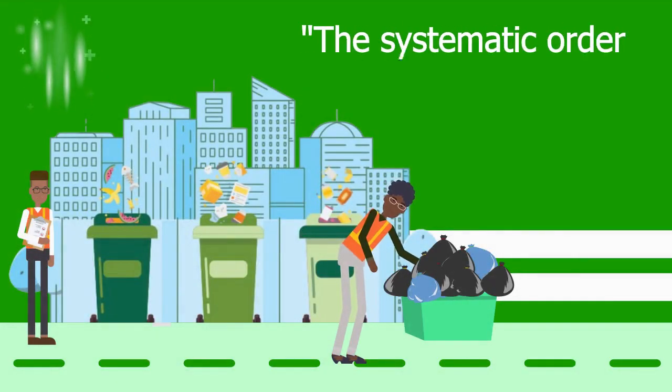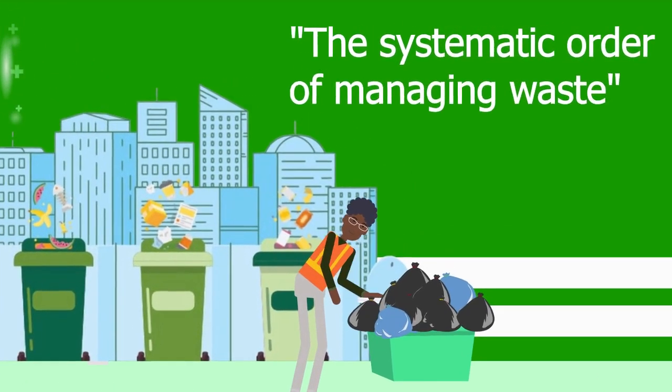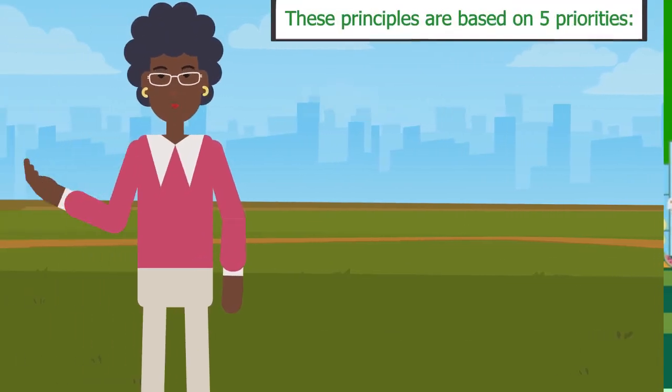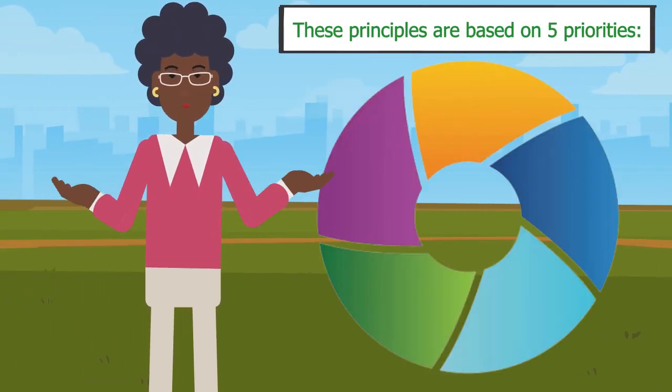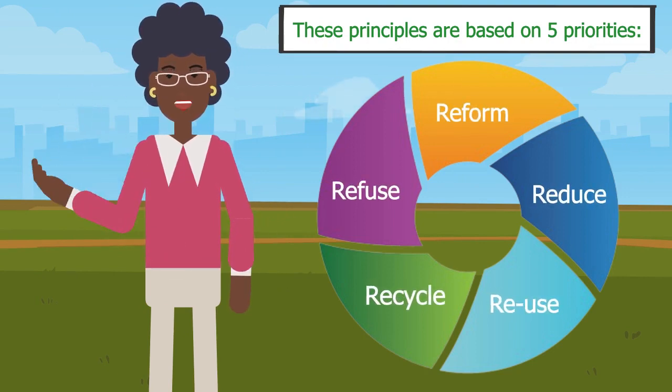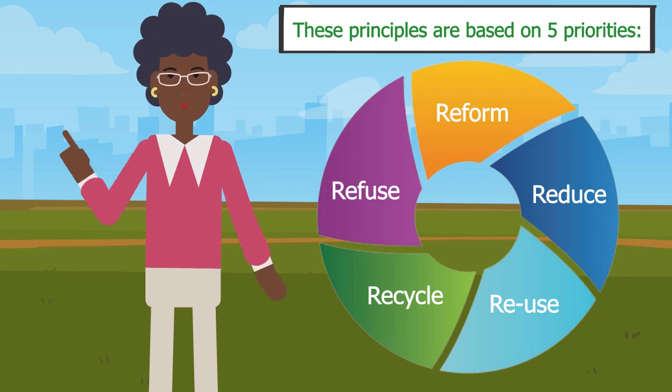Principles of circular economy. The systematic order of managing waste is referred to as the principles of a circular economy. These principles are based on 5 priorities: refuse, reform, reduce, reuse, recycle, and produce a destination with minimum waste.